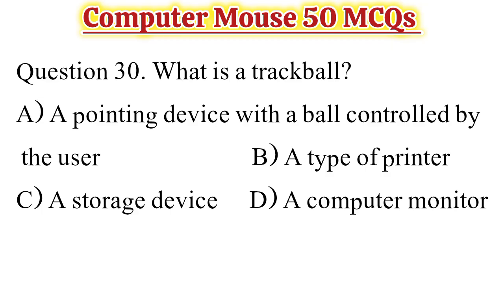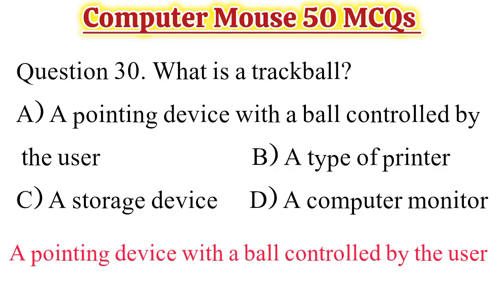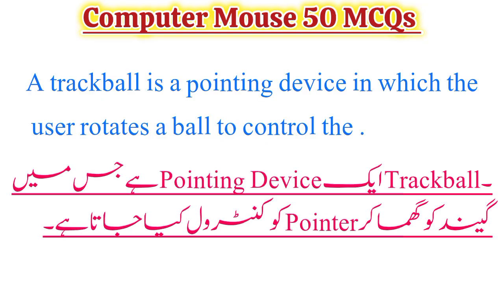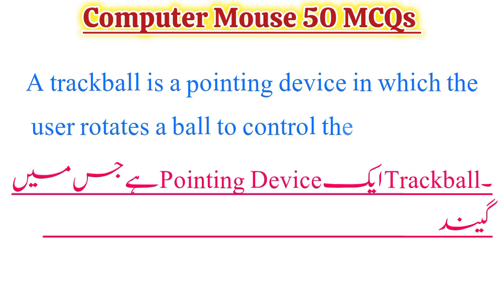30. What is a trackball? A. A pointing device with a ball controlled by the user. B. A type of printer. C. A storage device. D. A computer monitor. Answer: A. A pointing device with a ball controlled by the user. A trackball is a pointing device in which the user rotates a ball to control the pointer.